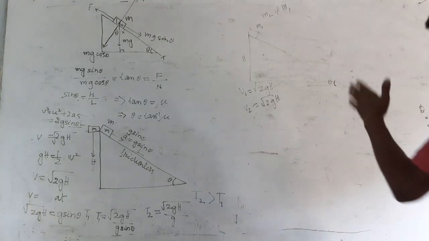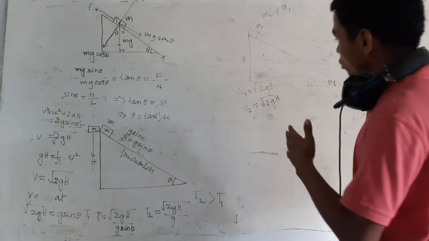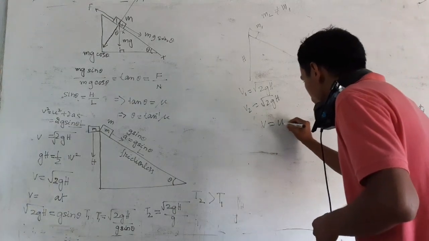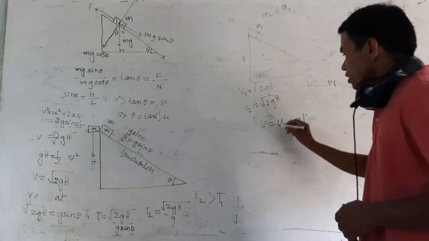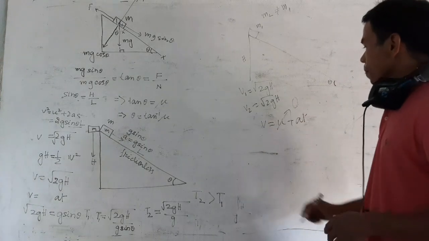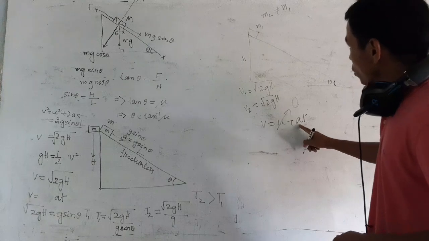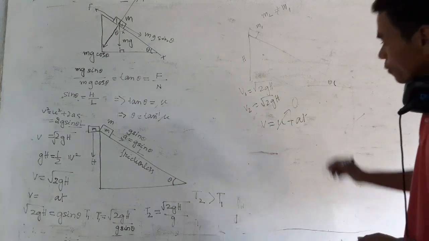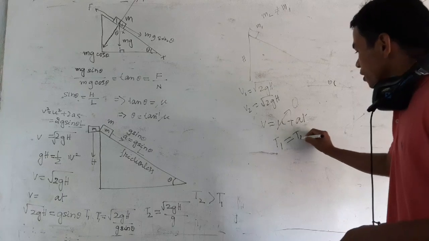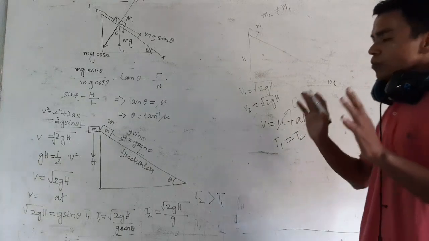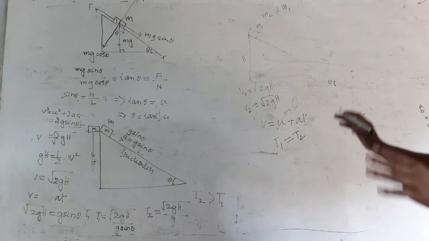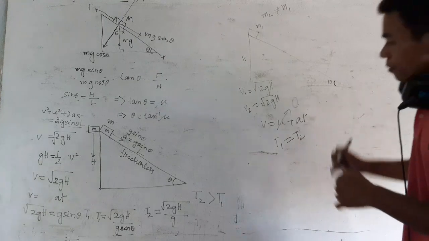Now, to find out time taken to hit the ground, let's use the equation v is equal to u plus at. Here, initial velocity for both cases is 0. Final velocities are same. Acceleration involved is also same. Therefore, time taken will be same. Time taken will not be dependent on the values of the masses that are sliding down the inclined plane.